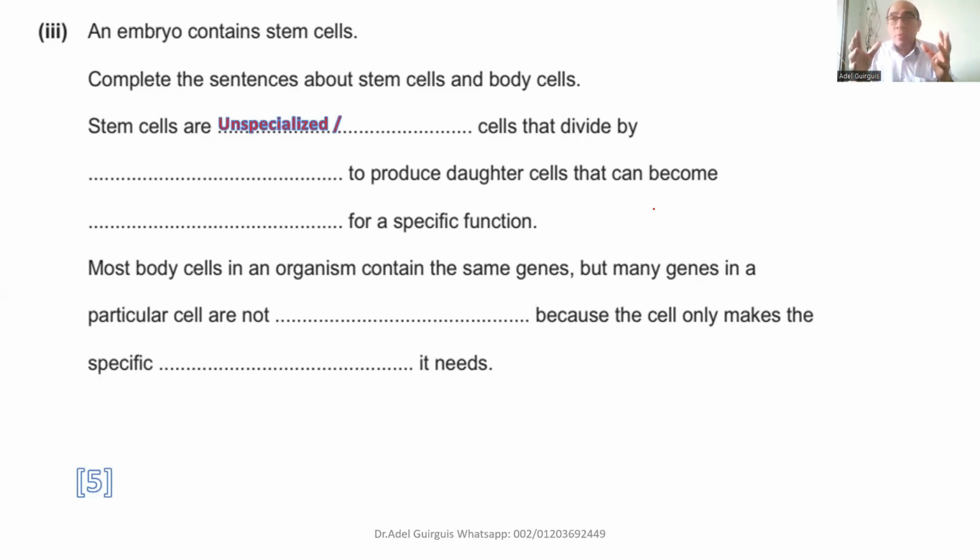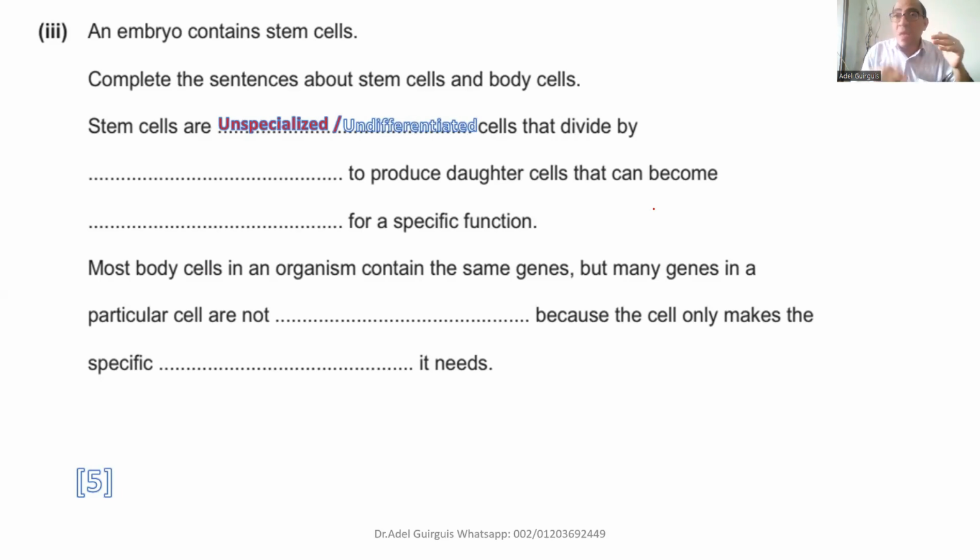This cell is able to give all body organs, all body cells, all types, so they are called unspecialized. Unspecialized or undifferentiated bulk of cells, but undifferentiated, no difference. All the cells are the same, but unspecialized, undifferentiated. We can mention either one, undifferentiated or unspecialized.